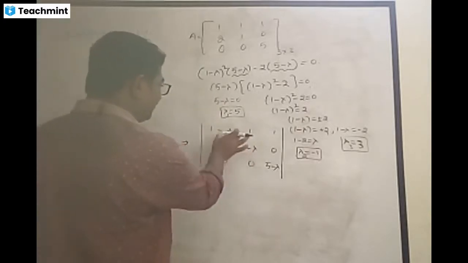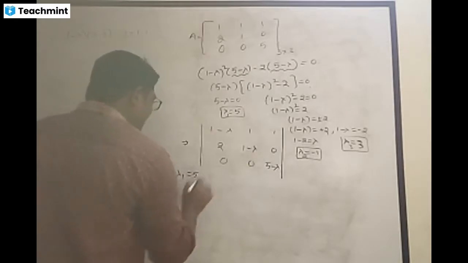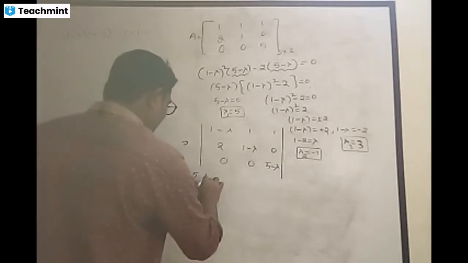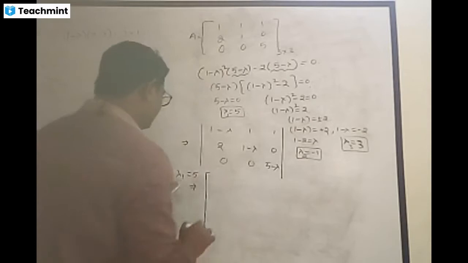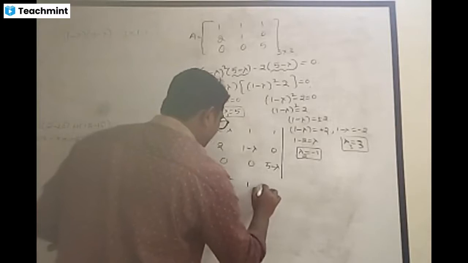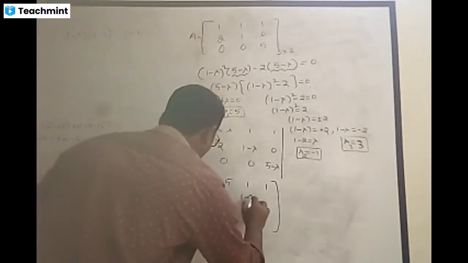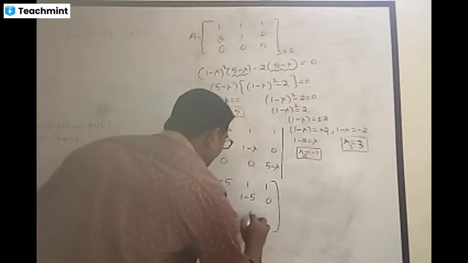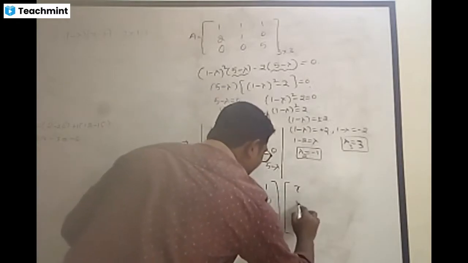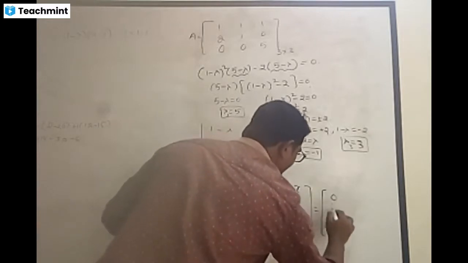Just substitute the values of lambda here. For lambda 1, which is 5, substitute and write the equation. 1 minus 5, 1, 1; next 2, 1 minus 5, 0; 0, 0, 5 minus 5, multiplied by x, y, z. Here we get x, y, z because it is a 3 by 3 matrix.